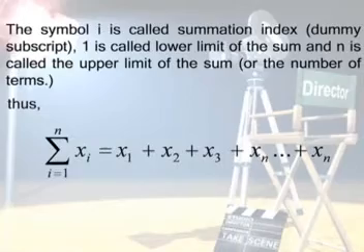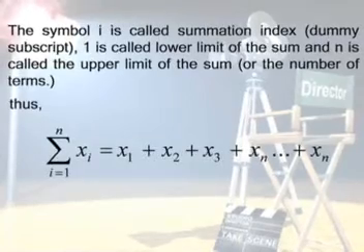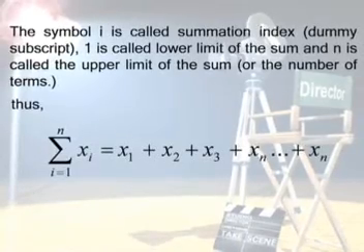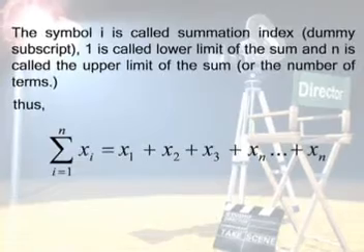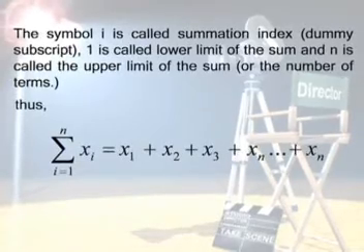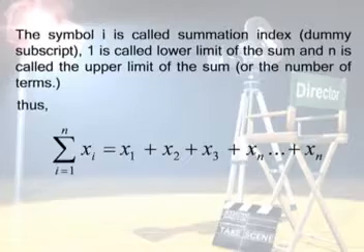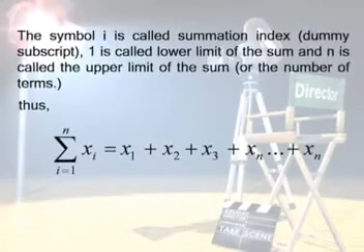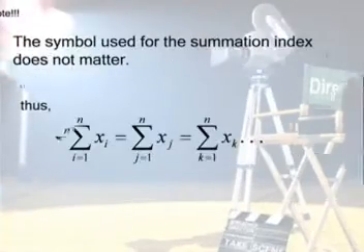Thus, the sum from i equals 1 to n of x sub i is equal to x sub 1 plus x sub 2 plus x sub 3 up to plus x sub n.